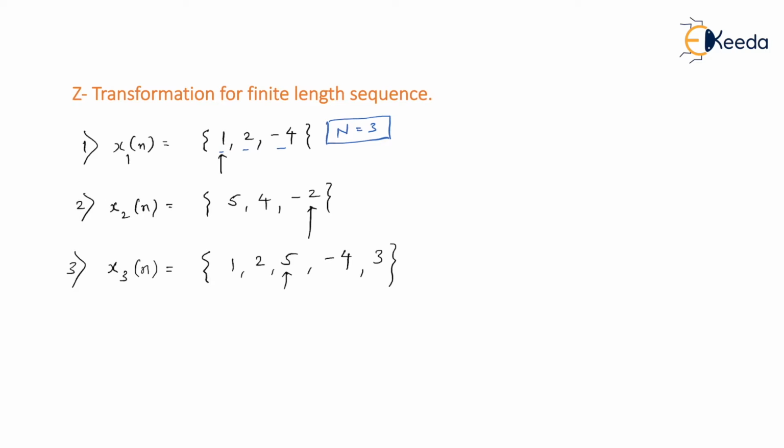Similarly, for x2 of n, as you can see, the length of the sequence is again 3. And last, in x3 of n also, the length of the sequence is 5. So the length of a sequence is nothing but the number of samples present in that respective signal. Like for the third, as you can see, there are 1, 2, 3, 4, 5. Since there are a total of 5 samples, n equal to 5. That is the length of the sequence. I'm sure now you are convinced why they are called finite length sequences. Since you have understood this, let us get the Z transformation for each individual signal along with its respective ROC. Let's start with the very first signal, that is x1 of n.